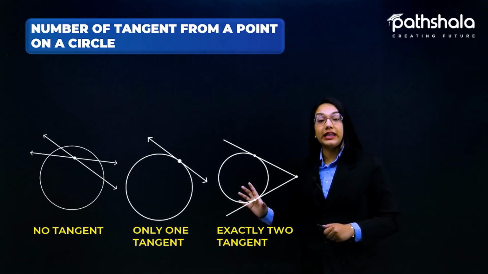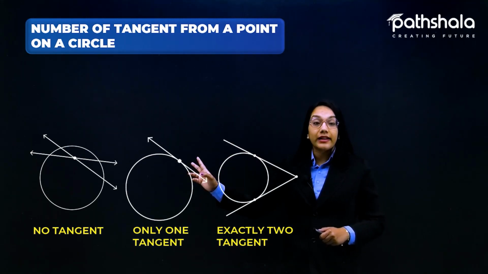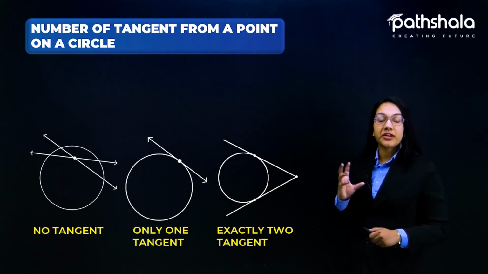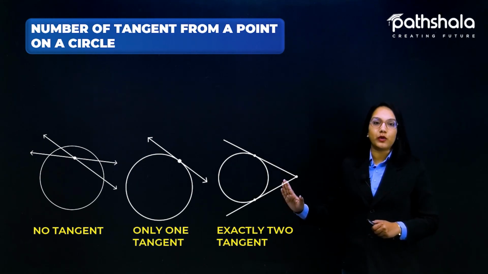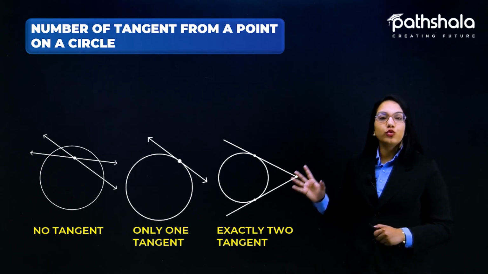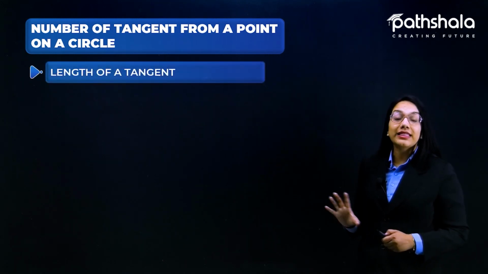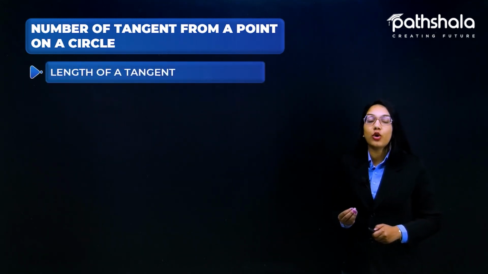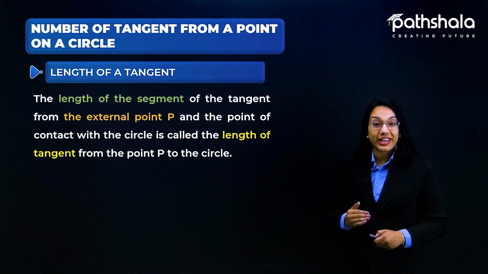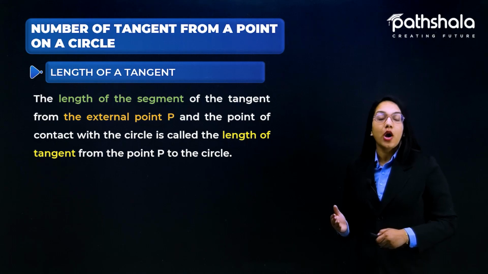So these are the three cases related to the number of tangents from a particular point, when the point is lying inside the circle, on the circle, and outside the circle. Now let's talk about an interesting fact related to the tangent where the point is lying outside the circle and we have two tangents. There is a term related to this, called the length of a tangent. What is the meaning of the length of a tangent? The length of the segment of the tangent from the external point P to the point of contact with the circle is called the length of the tangent from the point P to the circle.